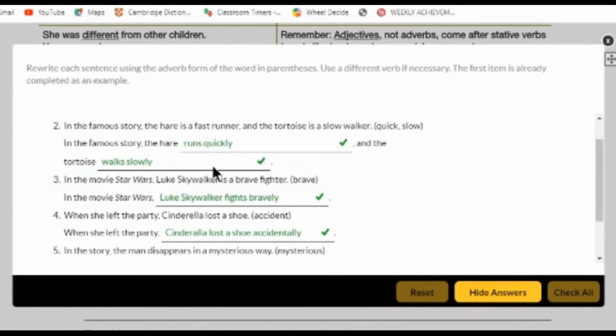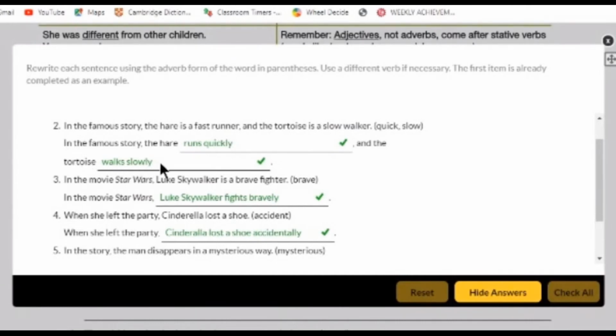Pay attention. Here you have the answer. In the famous story, the hare runs quickly. The hare, please pay attention to the position. For example, hare, subject; runs, verb; quickly, the adverb. And the tortoise walks slowly.